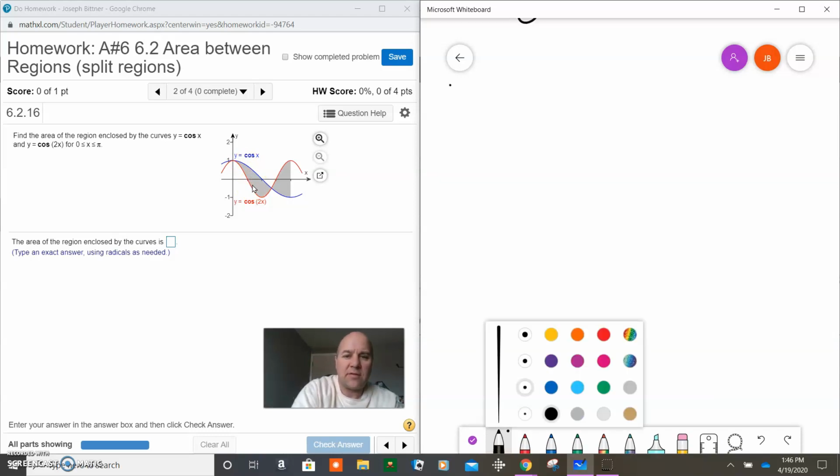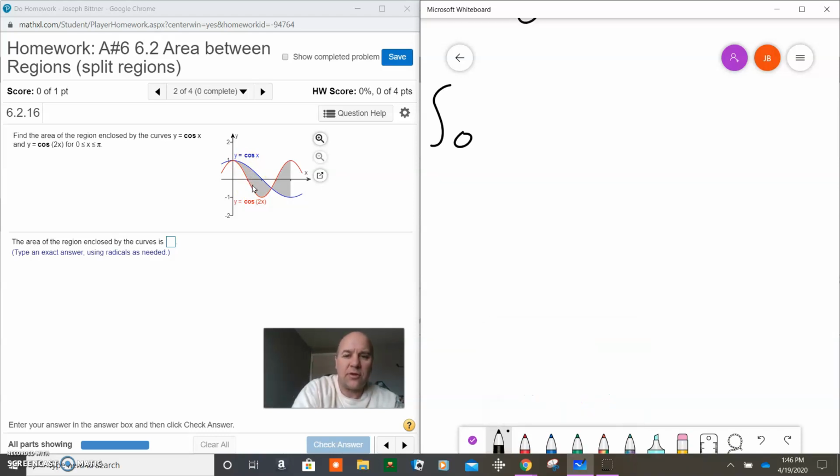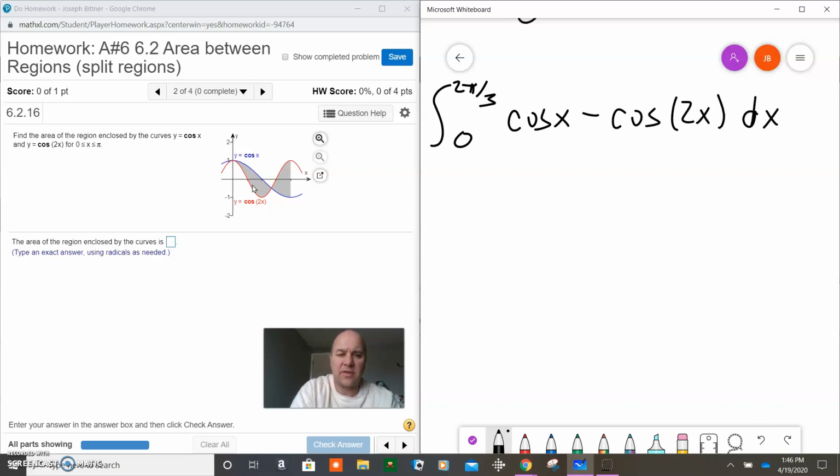On the left-hand side is going to be integral 0 to 2 pi over 3. The top is cosine. The bottom is, top minus bottom, so I got to subtract that. Minus bottom is going to be cosine 2x. That is just the left side. So it's just this region that will find the area of. Now I still got to find this region.